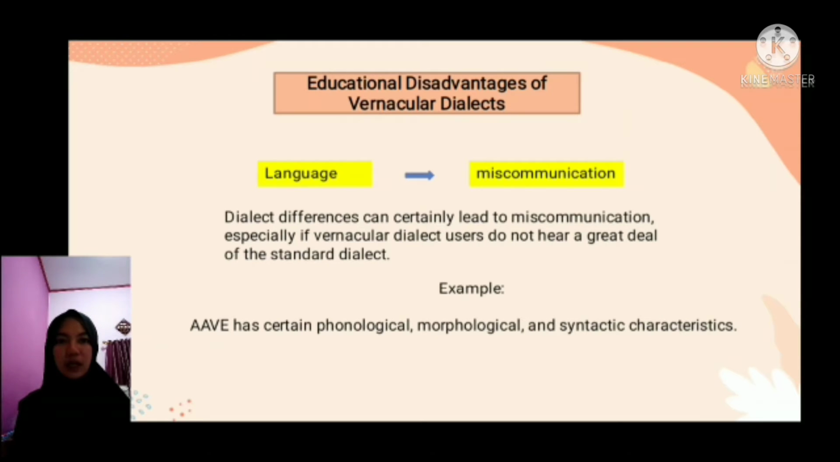How can this be? Because one word can seem to be different if it comes from two different dialects. It can be different in pronunciation or in grammatical form. For example, African American vernacular English has certain phonological, morphological, and syntactic characteristics. Now let's see more explanation about African American vernacular English.